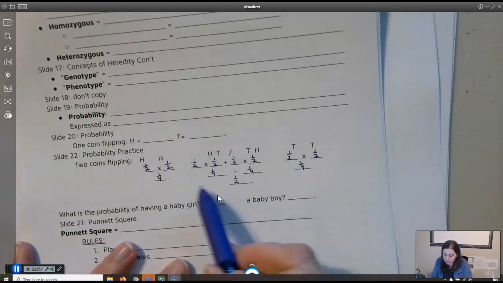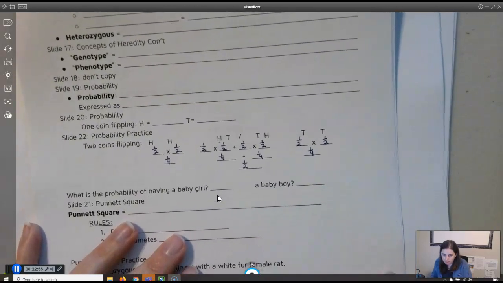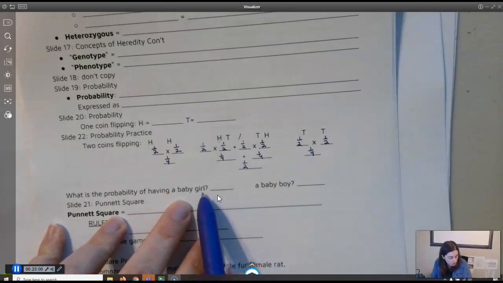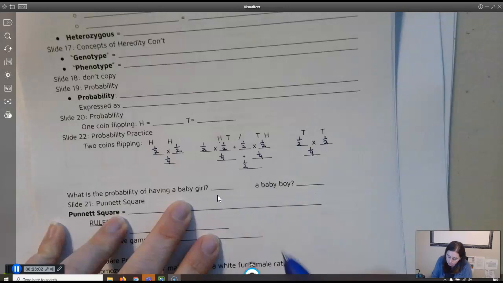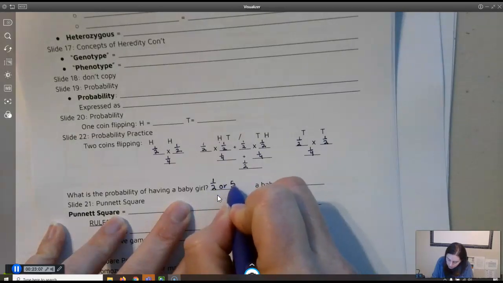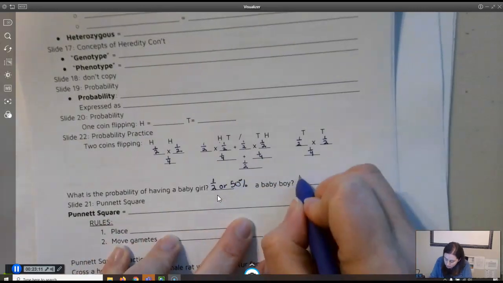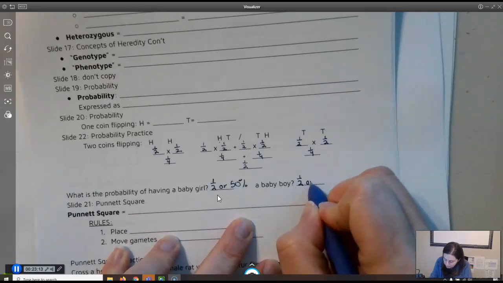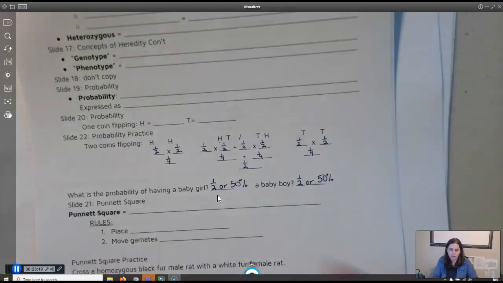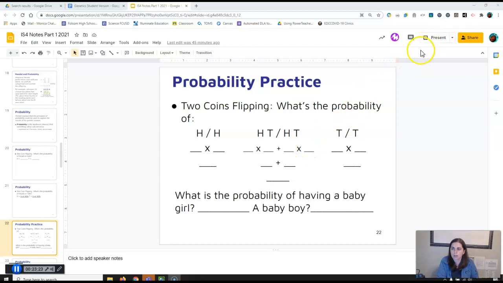Okay, this one is not the easiest, I understand that, and hopefully we can work through some more problems this week on it. Okay? What's the probability of having a baby girl? How would you write that? Hopefully you wrote 1/2 or 50% chance, and it's the same probability of having a boy. Okay? All right. So let's move back over to the slideshow.